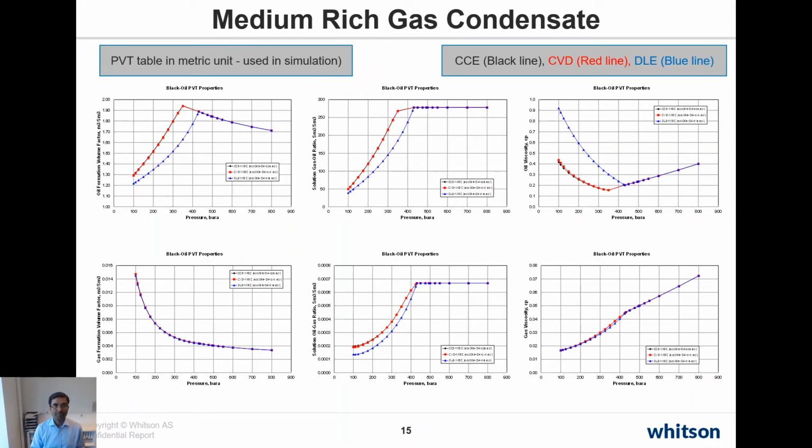The same black oil PVT table but in metric unit system, and some points near the initial saturation pressure or dew point pressure have been removed to make Rs monotonic in the top middle plot.